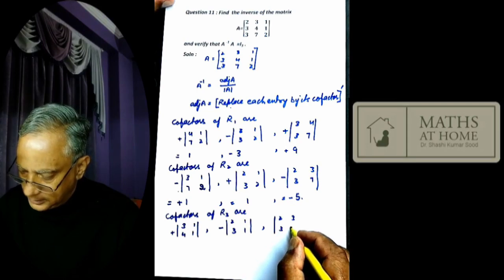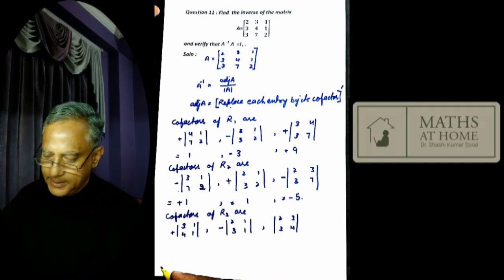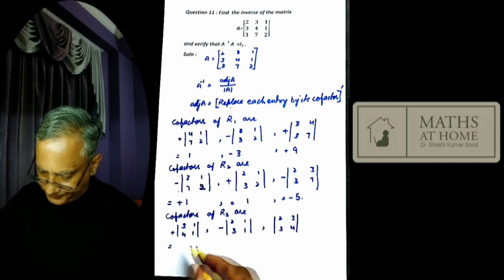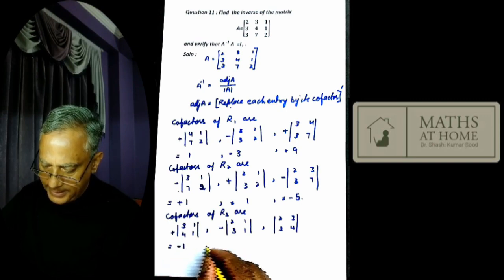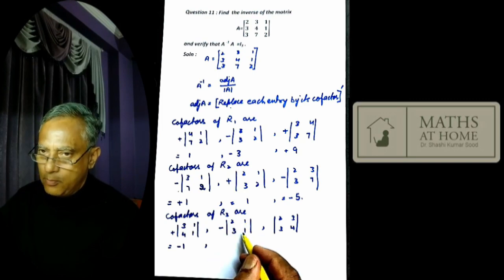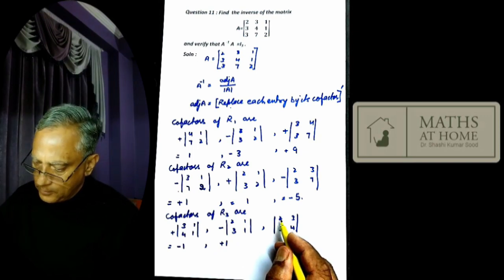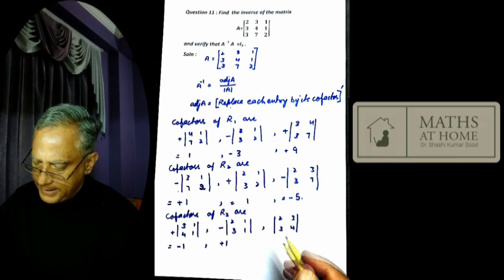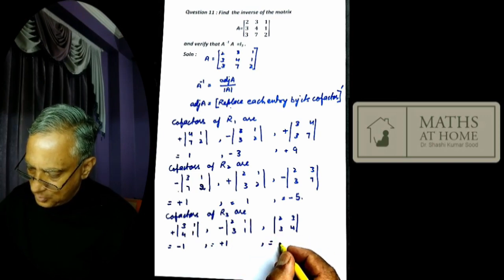2, 3, 3, 4, and there will be alternate plus minus sign. Plus, minus, plus. So on evaluation, this gives 3 minus 4. That is minus 1. And this will be equal to 2 minus 3. 2 minus 3 is minus 1, minus minus plus 1. And this will be equal to 8. 8 minus 9 is minus 1.